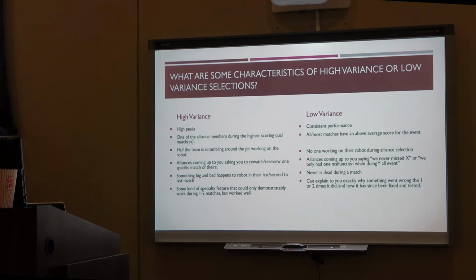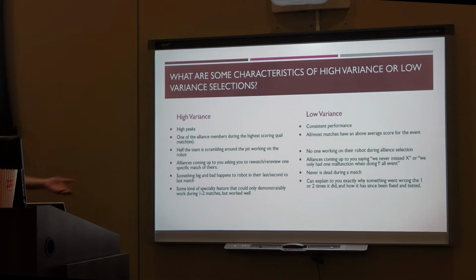If you're the 7th seed or the 8th seed, you should probably be picking some kind of high variance teams for your alliance because they might be a little bit worse on average, but to have a chance of beating those 1 or 2 seeds, you need to have crazy stuff go right for you. It's often a stereotype, but often the high variance pick will be, let's find the standout rookie team. Yeah, that can happen.